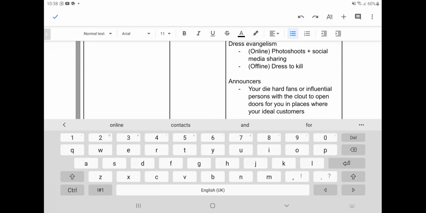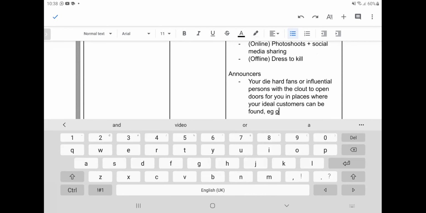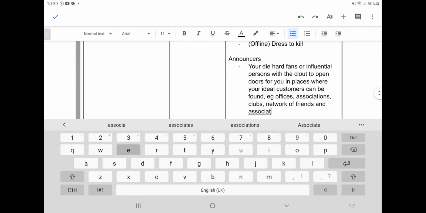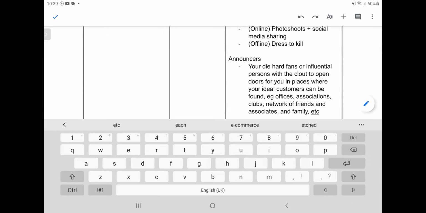can be found, e.g., offices, associations, clubs, their network of friends and allies, friends and associates, or network of friends and associates and family, and so on. So that's the beauty of announcers.